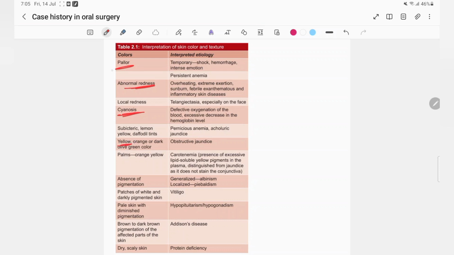So if you find a pallor of skin, it can be because of shock, hemorrhage or intense emotion, or because of persistent anemia. Then in abnormal redness, you can diagnose overheating, extreme exertion, sunburn, febrile exanthemata, and inflammatory skin disease. Cyanosis is because of defective oxygenation of the blood, or an excessive decrease in the hemoglobin level. In yellow, you can check for jaundice.